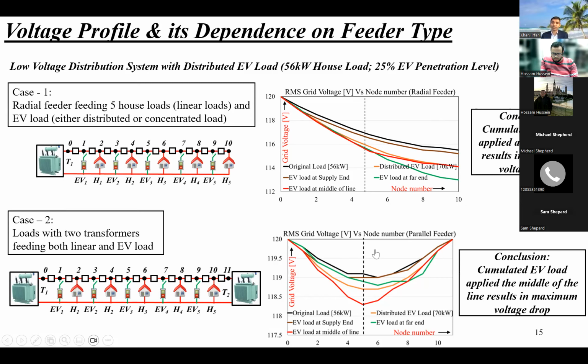And this plot has been plotted to show the case if we have generators on both sides. If we have a transformer on both sides of the system, then the voltage dip will be much less. And we can see that over here the lowest we got is 118 volts, which is not bad, but it will be at the middle bus number 5. So the conclusion: cumulated EV load applied at the middle of lines results in maximum voltage drop if we have a transformer on both sides.